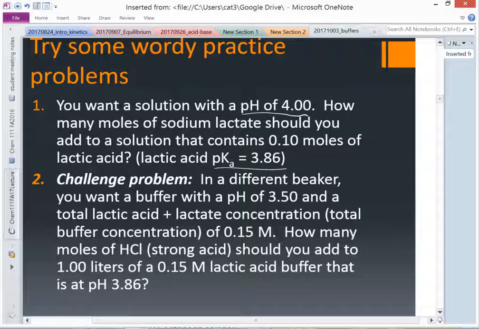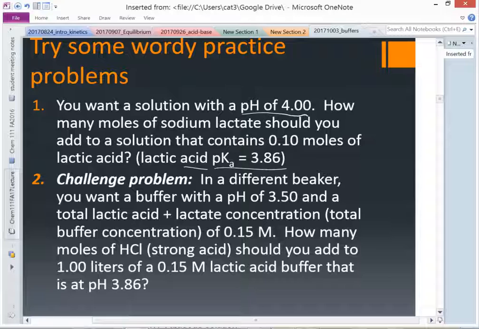However, I did an ice table. That was the most expedient way to go when I just had one chemical, when I had a solution of a weak acid. Here, I will want a solution of weak acid and sodium lactate. What is that? Yeah, it's the conjugate base, and you're going to want to know the ratio.